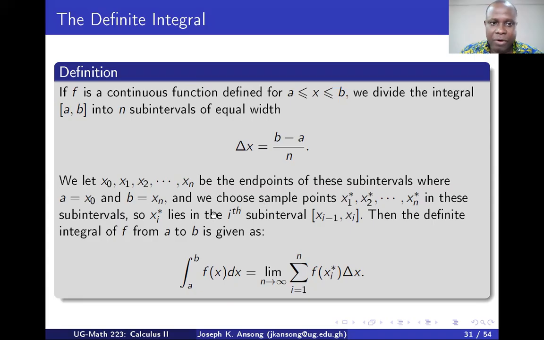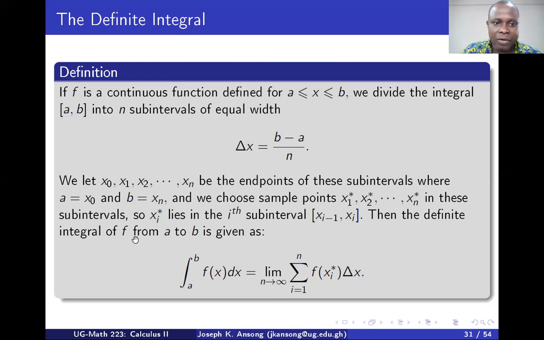We have seen this before. Then we can let this be the endpoints of the sub-intervals. And then what we do is that we choose sample points, which are given by this, in these sub-intervals. As we learned before, the sample points could be the left endpoint, the right, or the midpoint, or any point in between, where this lies in the ith sub-interval. Then, here is the definition.